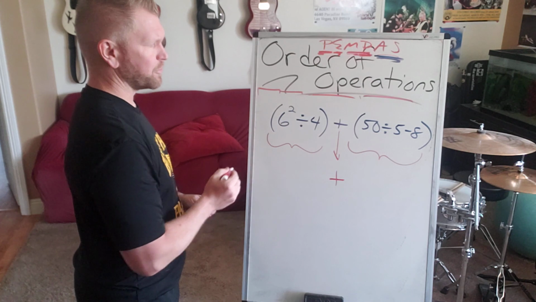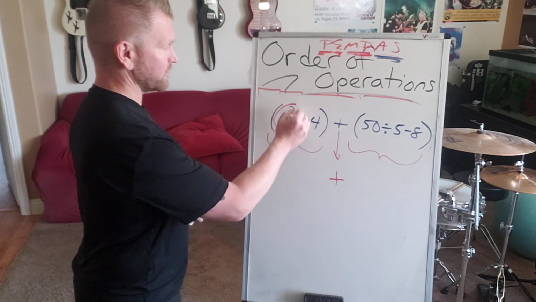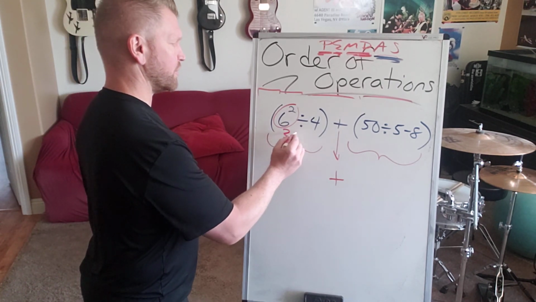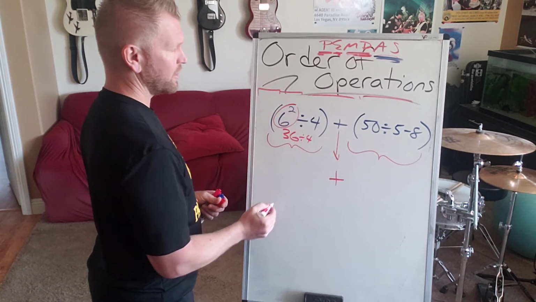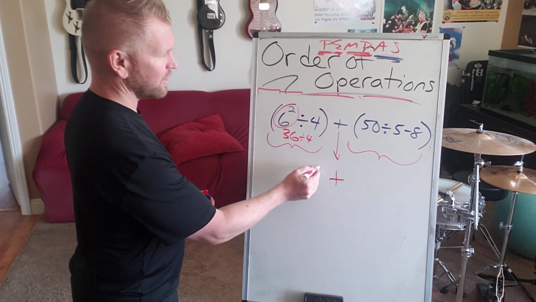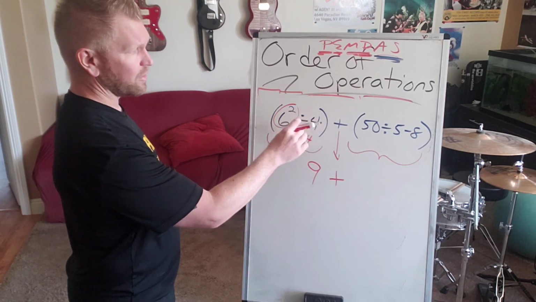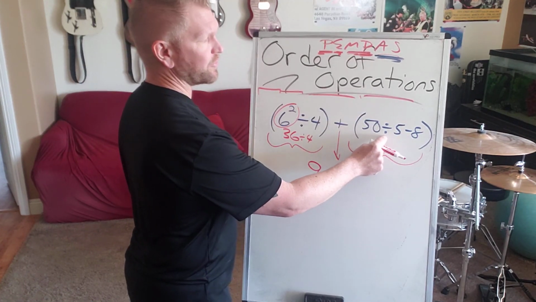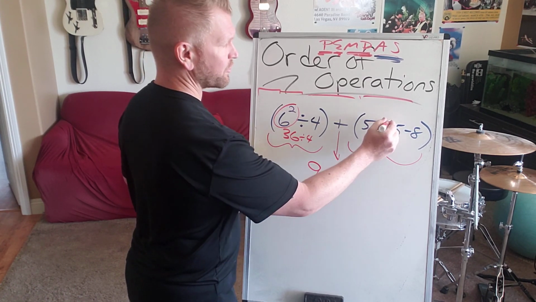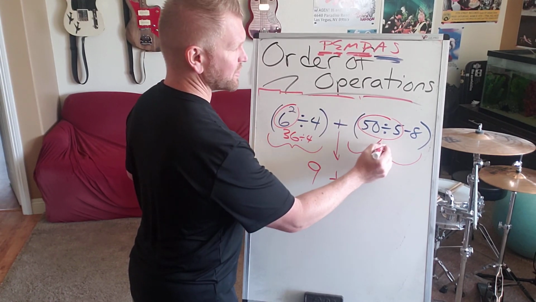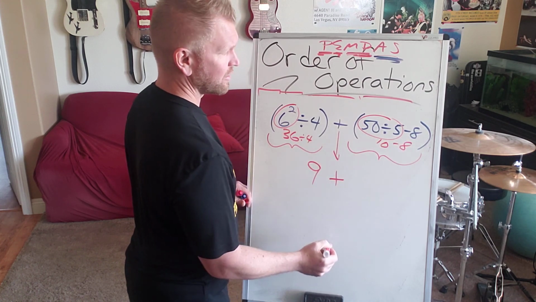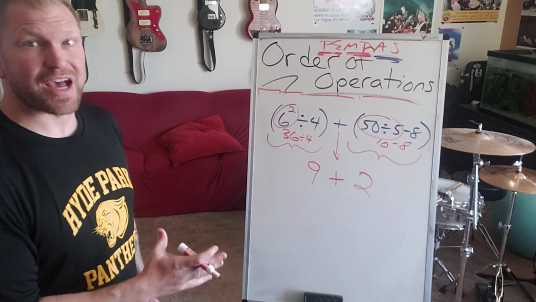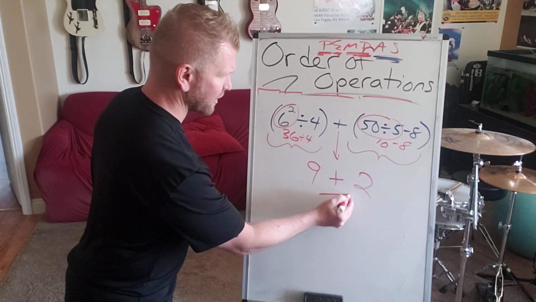Do we divide or do we exponents first? Exponents. So what is 6 squared? 6 times another 6. 36. And then divide that by 4. What does that equal? 9. All right, so this equals 9, and we have to add it to whatever this equals. Okay, so again, we'll go in the parentheses. Should we subtract or divide first? So division comes first in the order of operations. 50 divided by 5 is 10, and then we'll subtract the 8. So that equals 2. 10 minus 8 is 2. So now we just add at the end, because adding is the last step. 9 plus 2 is 11, and we're done.